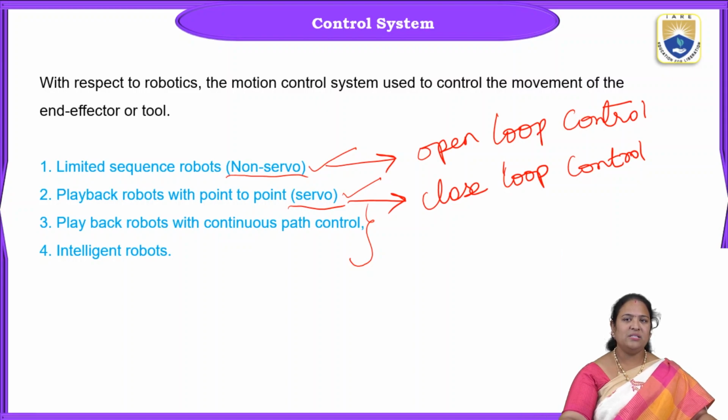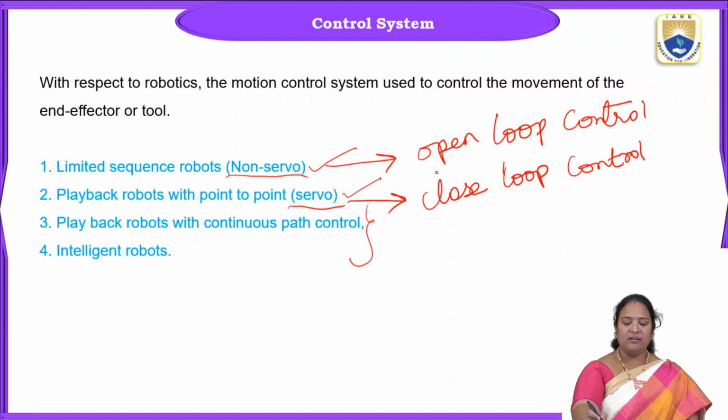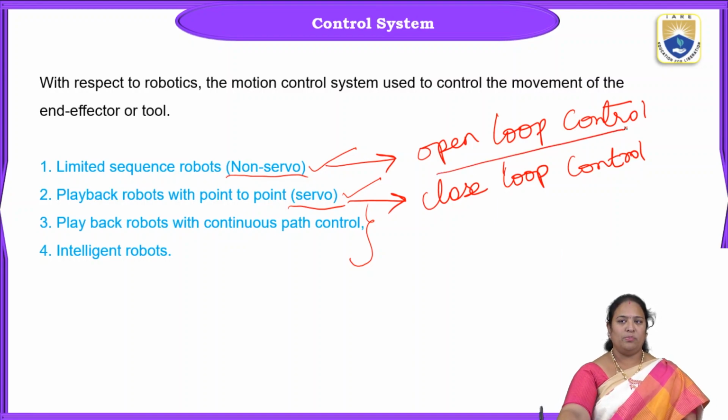So here, this particular limited sequence robot is generally applicable only for material handling, assembling of products, or packing. In these particular applications, we use the limited sequence robot. This limited sequence robot comes under open loop control.